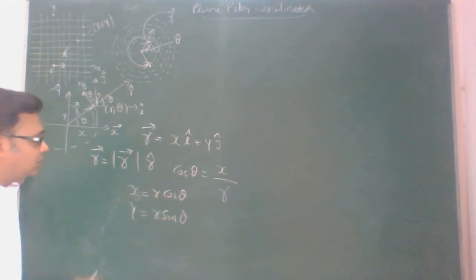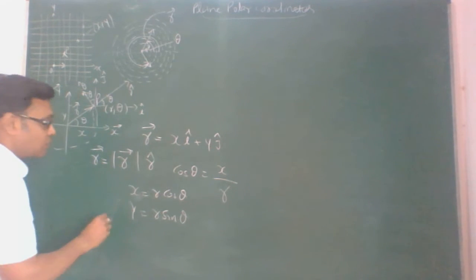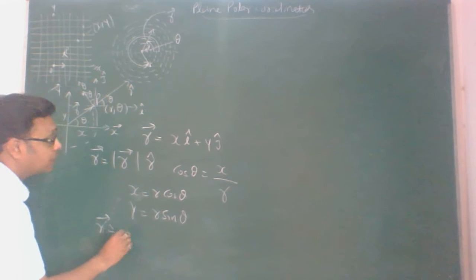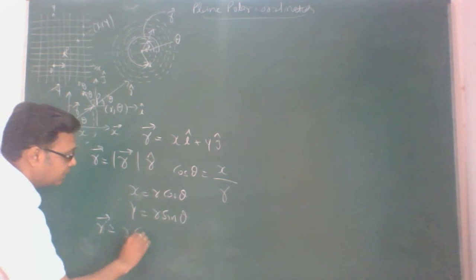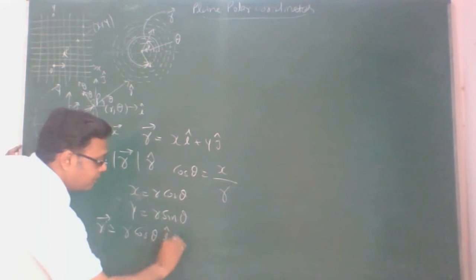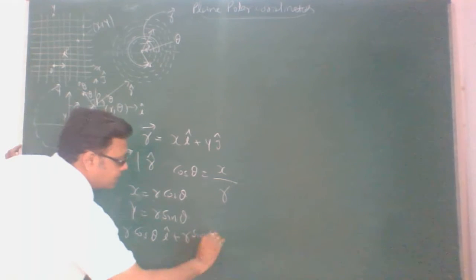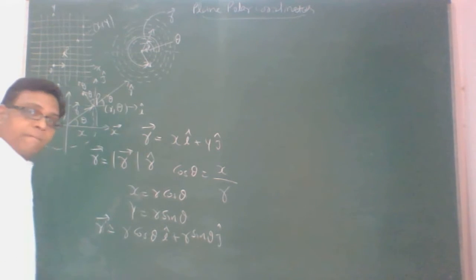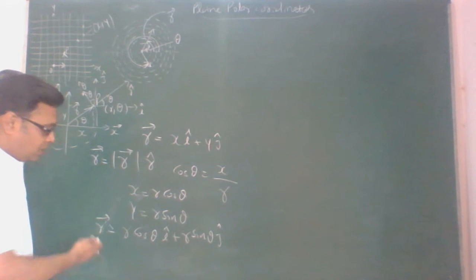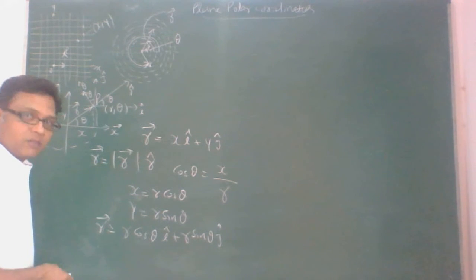So now I have this r cos theta and r sin theta. I can definitely replace it here. So what does that radius vector have? Basically, this is r cos theta i cap plus r sin theta j cap. If I say specifically in terms of vector r and its modulus.